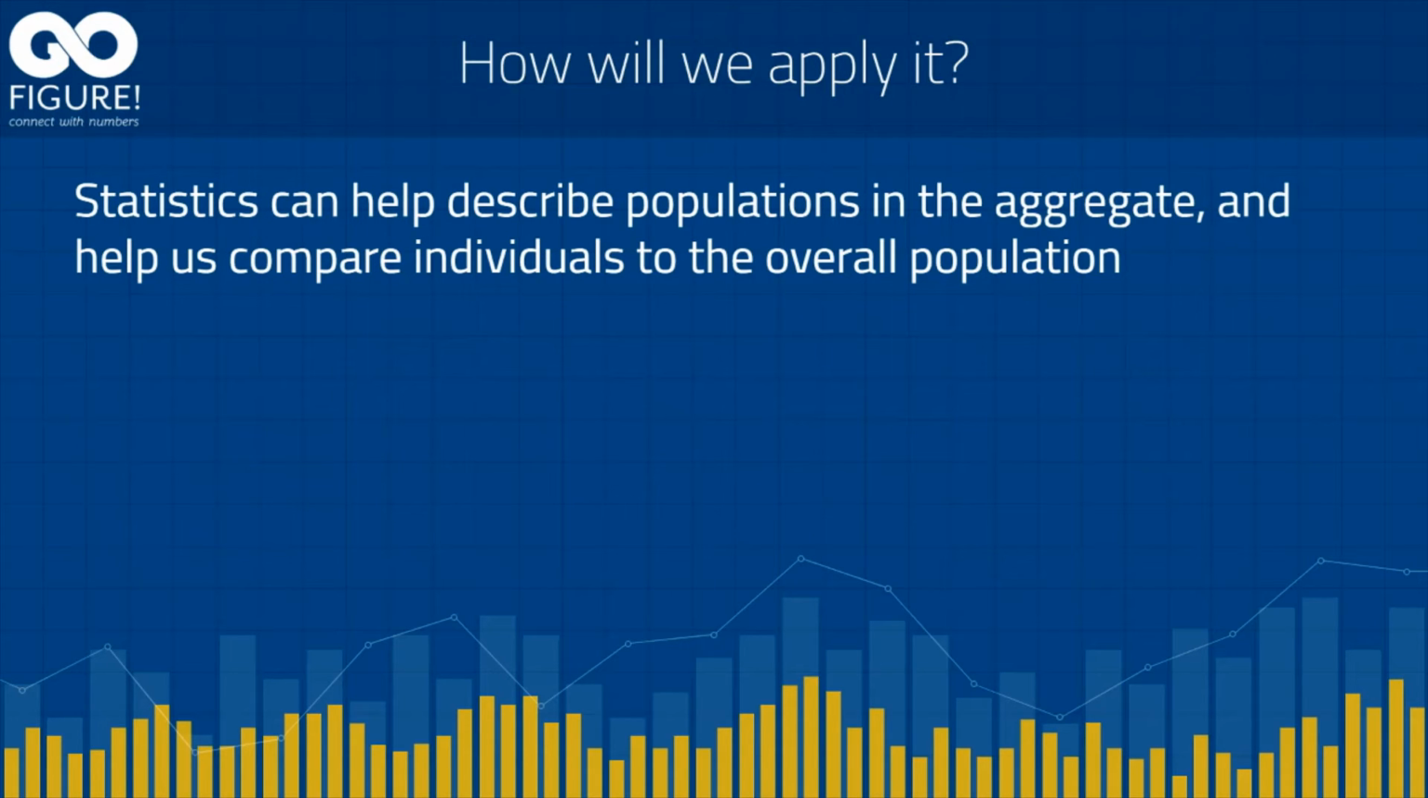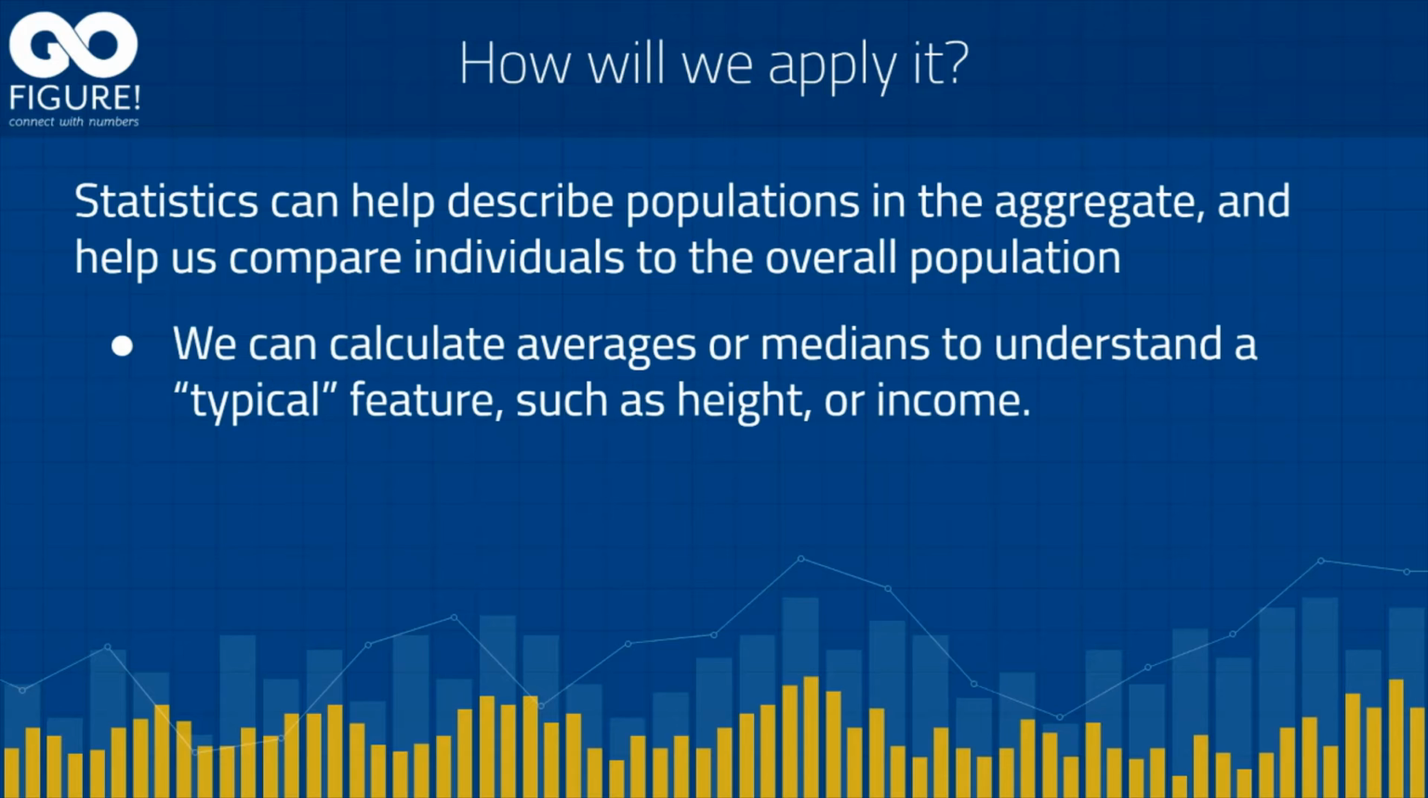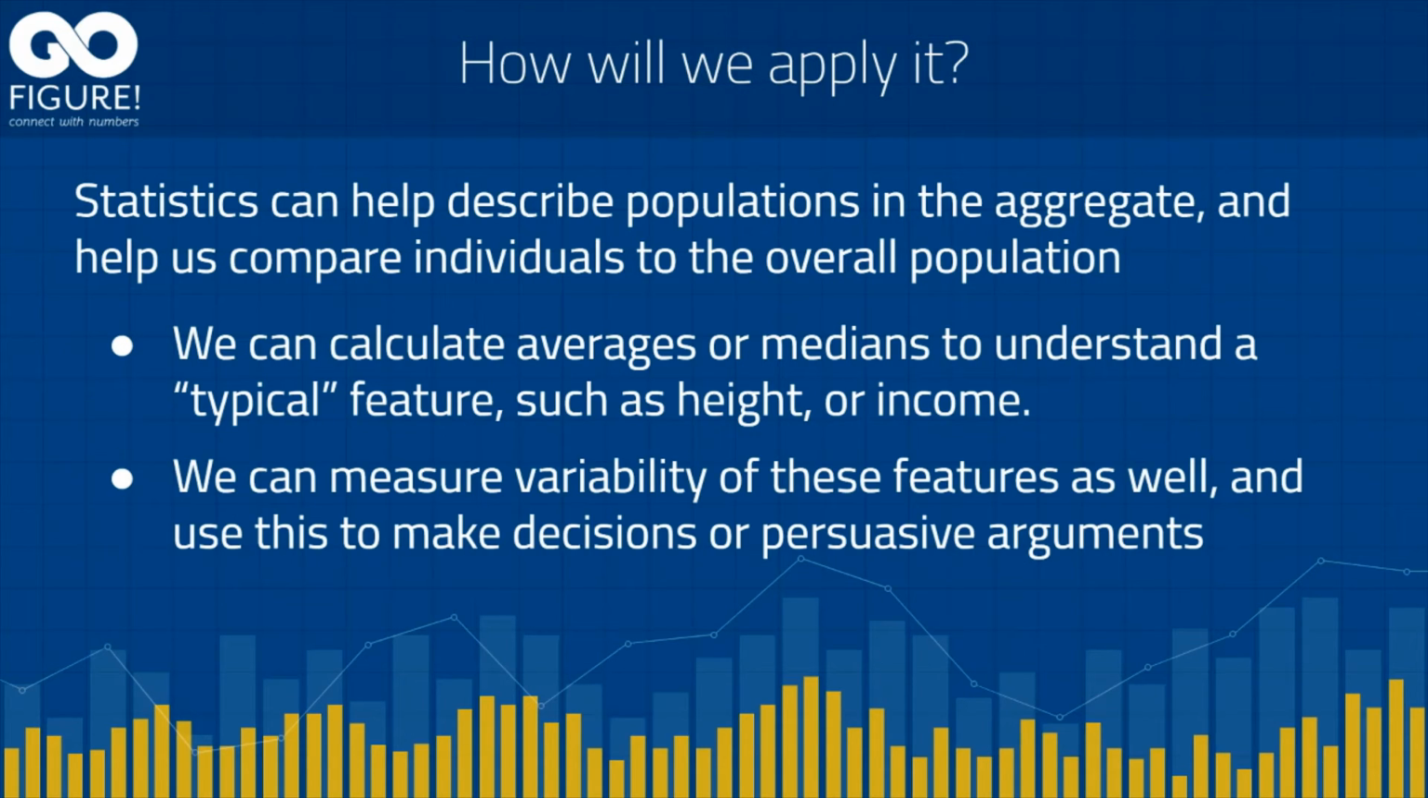Statistics can help us describe populations in the aggregate and help us compare individuals to the overall population. For example, we can calculate averages or medians to understand a typical individual in a population and one of their features, such as height or income. We can also measure variability of these features to see how much variety there is with regards to the feature we're measuring within the population. And we can use this to make decisions or persuasive arguments.